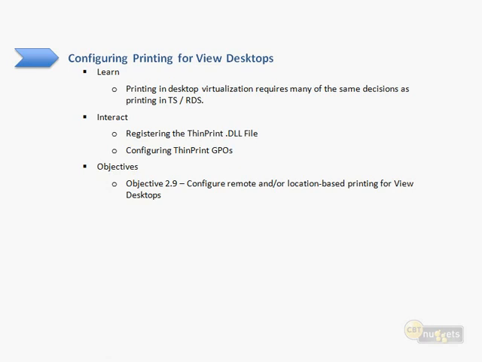It makes sense why it was designed that way, but you kind of have to register this DLL in order to make the group policy printing functionality work for VMware View. So you'll see here that one of the things we're actually going to do in this nugget is register a thin print DLL file.